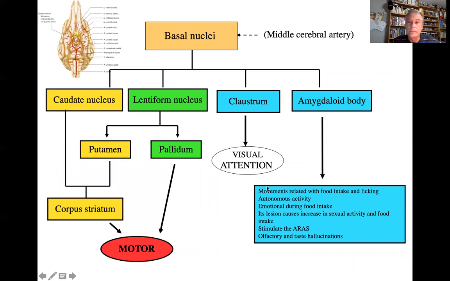Okay, this will be a section at this level here. Okay. So the basal nuclei are vascularized by the middle cerebral artery and are formed by the caudate, lentiform, claustrum, and amygdaloid body. However, the caudate nucleus and the lentiform are related in motor functions as well as behavior. And do not forget that the caudate nucleus plus the putamen form the striated body or corpus striatum.